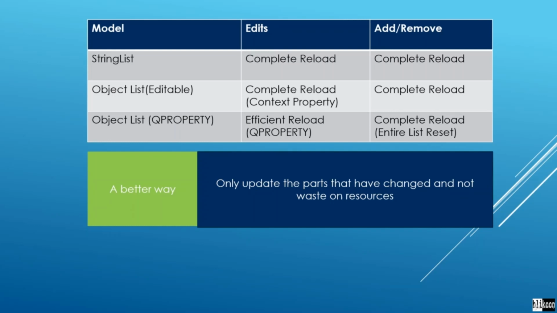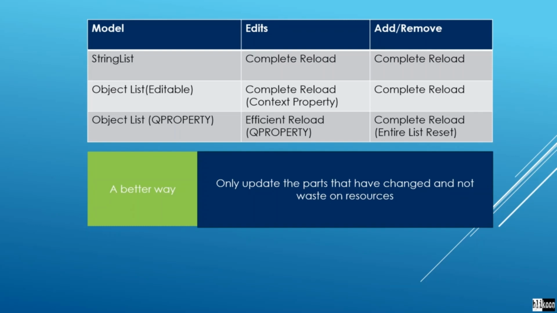If we use the Q property mechanism, things improve a little bit. When you change one single data set, you only update that data set in the list view in QML. But when you add or remove an item, the entire model is reloaded again. And this is really not convenient. So I just want you to be aware of the costs that come with using these things.